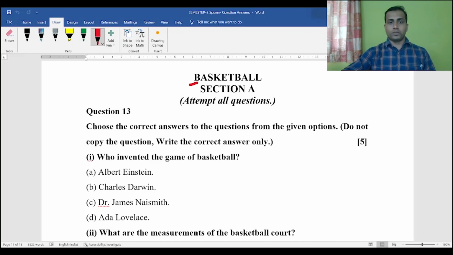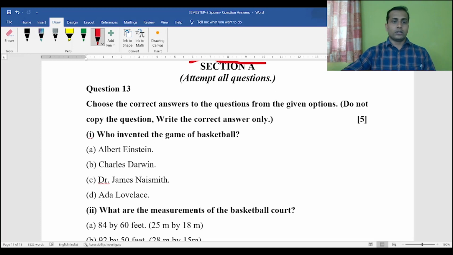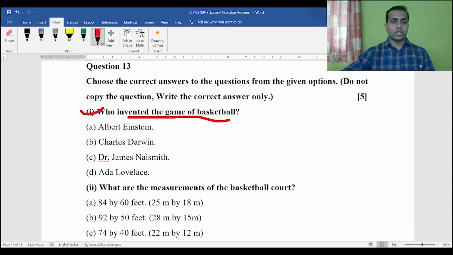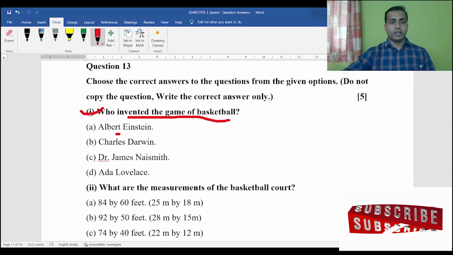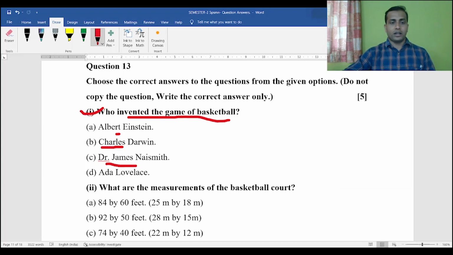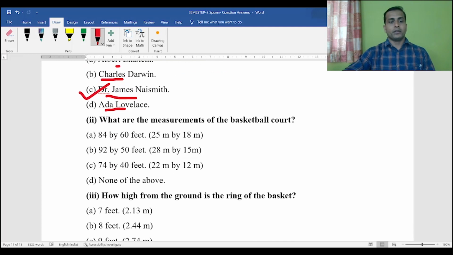Okay, the answers of the questions from the game basketball. As you know, in Section A there will be the MCQ questions. First question: who invented the game basketball? The options are Albert Einstein, Charles Darwin, Dr. James Naismith, Ada Lovelace. The answer is always Dr. James Naismith.